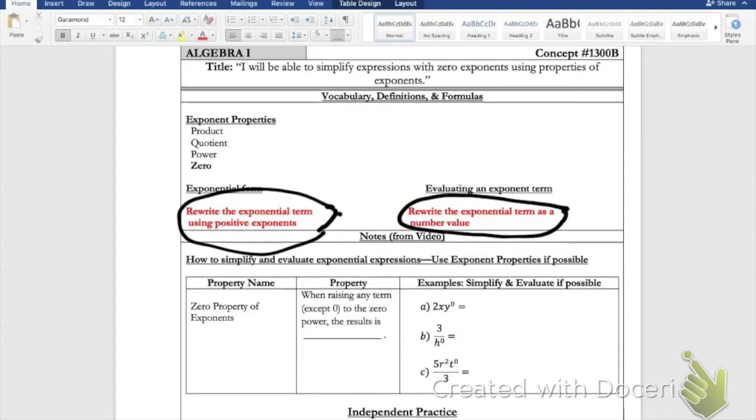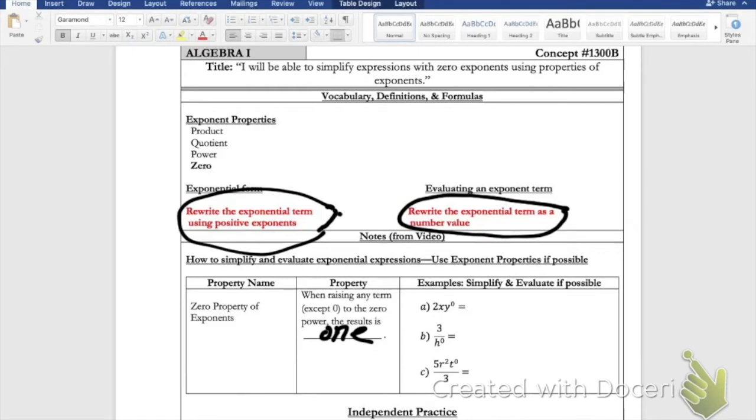So again, today we're going to focus on the zero property of exponents. In this property, you will learn that when you are raising any term except for zero to the zero power, the result is going to be the number 1. So anytime you have an exponent that's raised to the zero, except for the number 0 itself, your answer will always be 1.